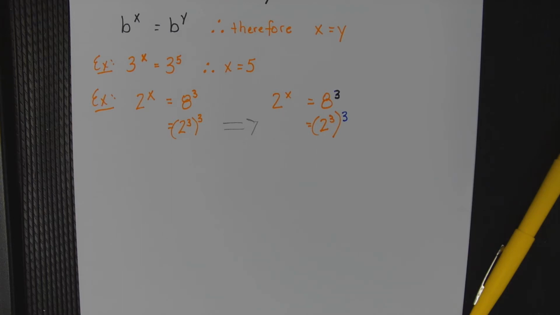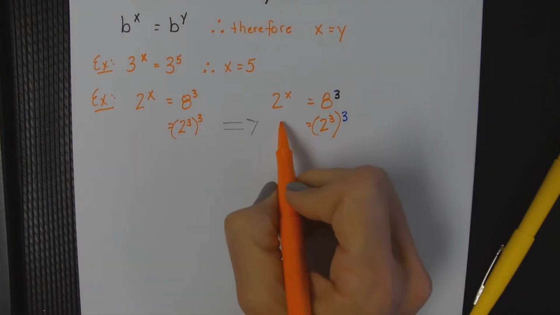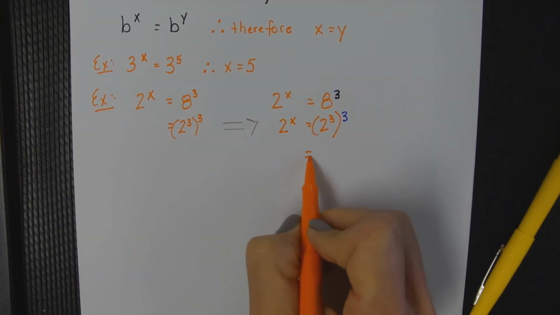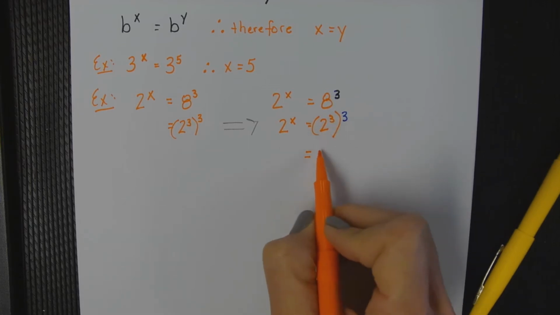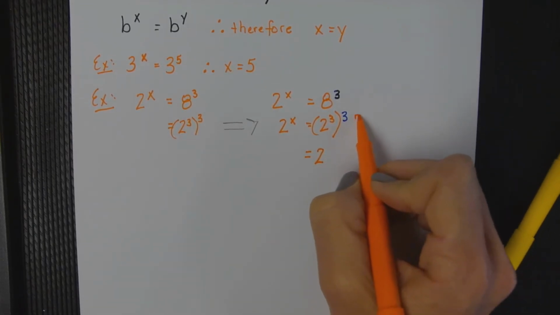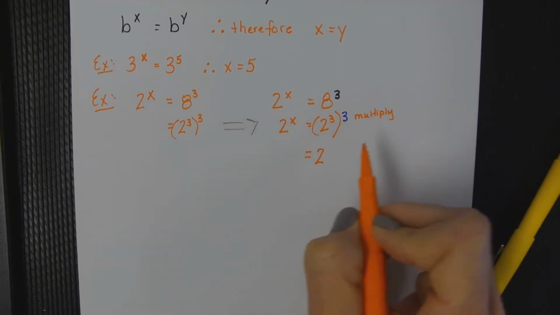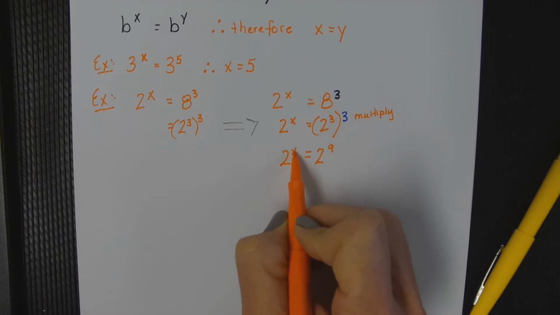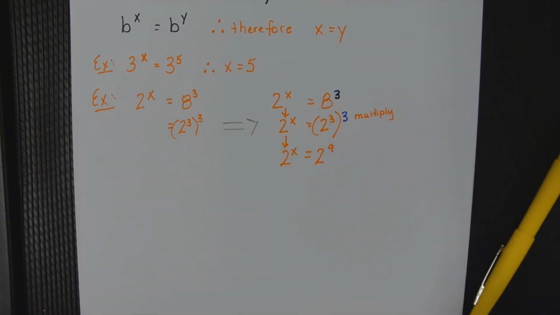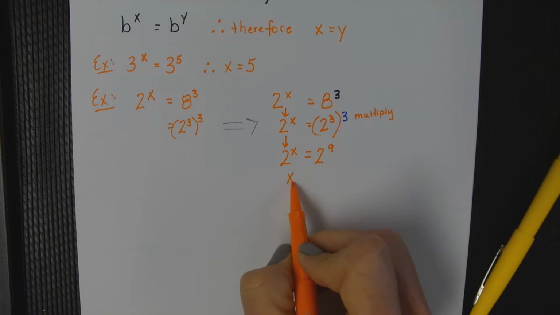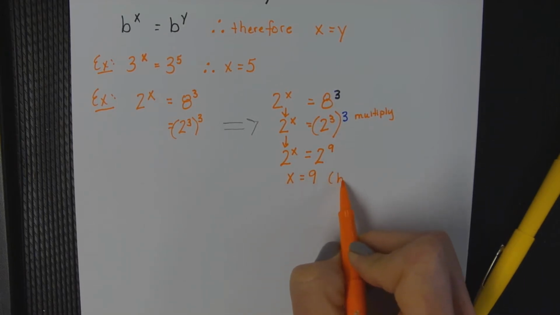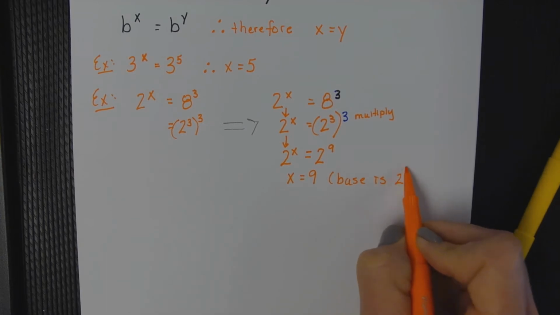That just moves down. All I did was rewrite this 8 as 2 to the third. Okay, now what's the base? 2. So we can just bring this back down. Rules of exponents. What do I do with this 3 and that 3? Y'all remember? Multiply. What's 3 times 3? 9. Good. 2 to the ninth. So what is x equal to? 9. X equals 9. Base is 2.